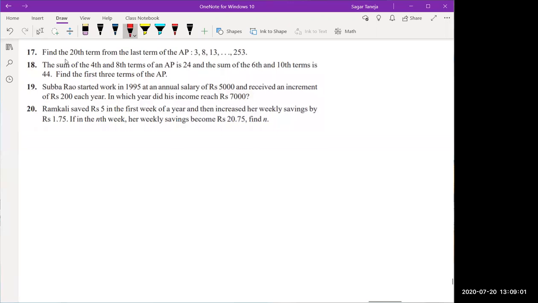See this. Find the 20th term from the last. They are not asking for the 20th term of the AP from the beginning, but from the last term. And the AP is given. There is one shortcut way to do this. You can write the AP from the back side. Just reverse this AP. The AP is given as 3, 8, 13, and so on up to 253.